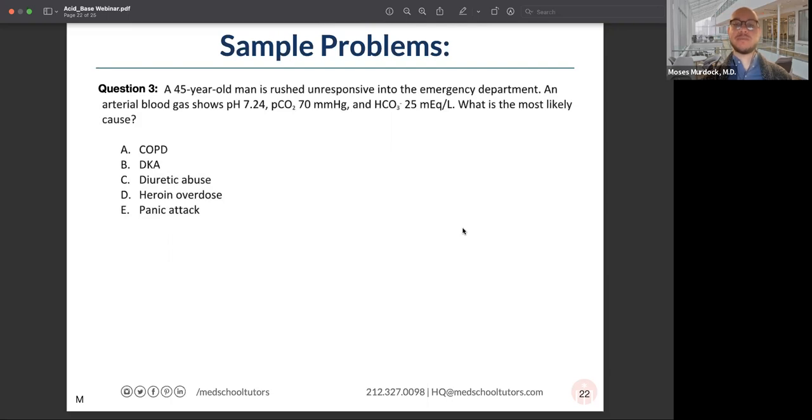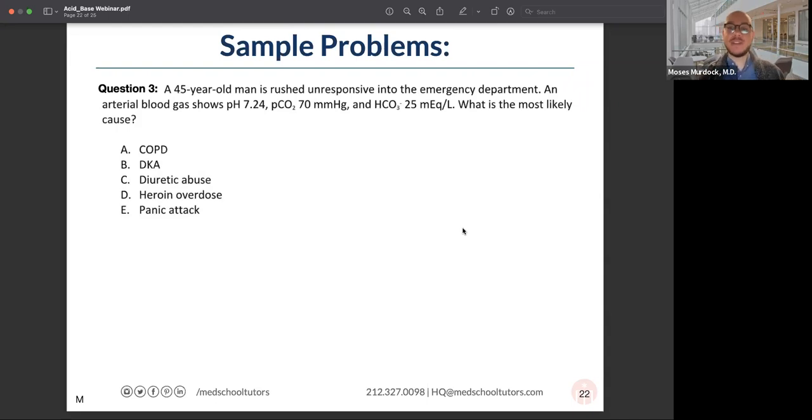The primary abnormality. I'm going to wait a few more moments. Perfect. So we've identified that the pH is less than 7.4, which means we're an acid. And then we're looking, is the primary problem a CO2 problem making it respiratory or a bicarb problem making it metabolic? And here we see that the CO2 is very high. It is 70, okay? And the bicarb, it's pretty close to normal. Normal is 24.